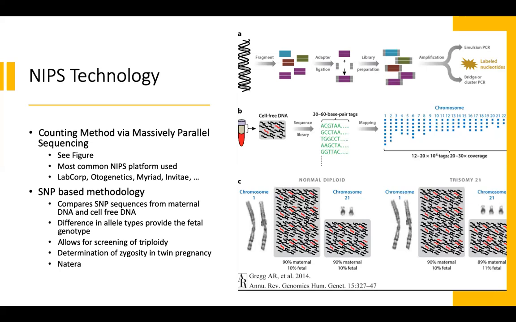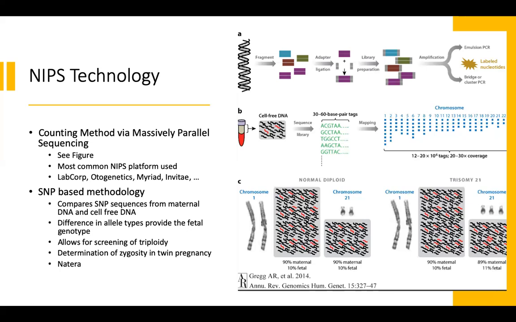The counting method is the most common platform used, and a benefit of this particular technology is that it does require a lower fetal fraction for analysis. The other methodology is a single nucleotide polymorphism methodology, or a SNP. You can think of a SNP as just a common variation between humans. So it's just genetic variation.